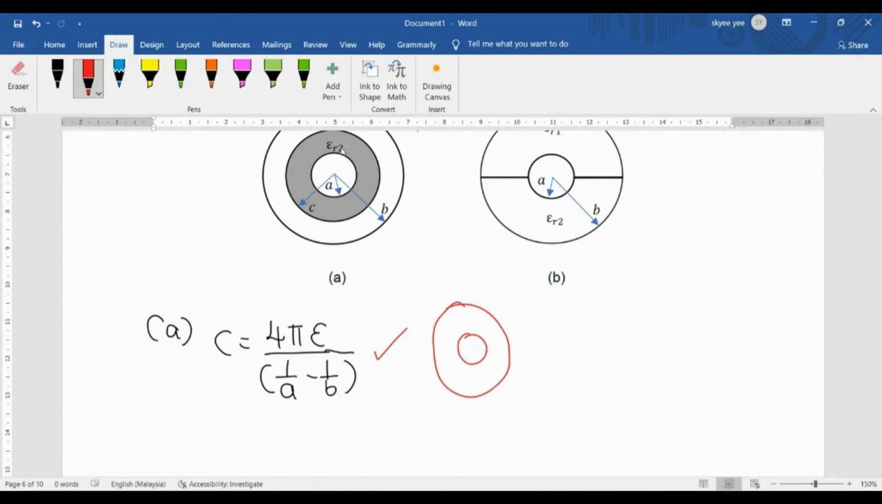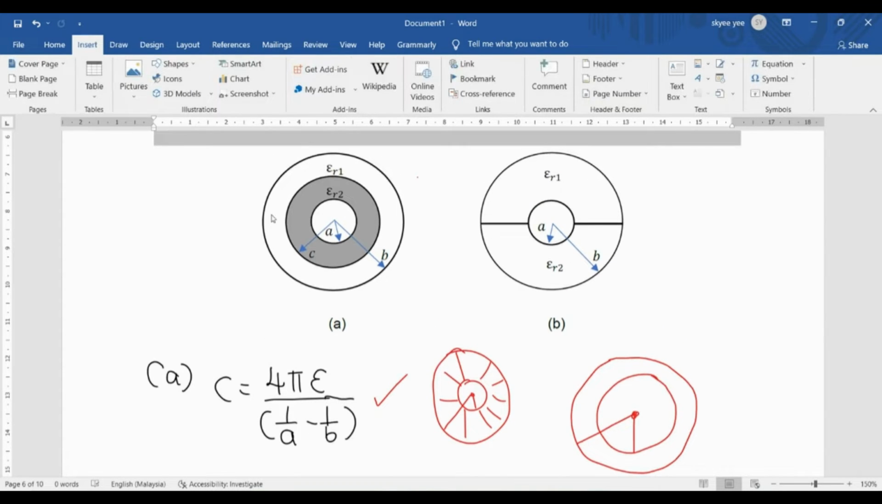For example, we talk about this epsilon r2. If I draw it, this one will be epsilon r2. You have a over here, and the c is over here. So the value over here you have to change. It is not AB, this is AC, for the epsilon r2. But for the outer one, you are dealing with the C and also the B radius, so this one will be 1 over C minus 1 over B. So the value will be different, but the formula is still the same formula that you are using. Okay, clear?